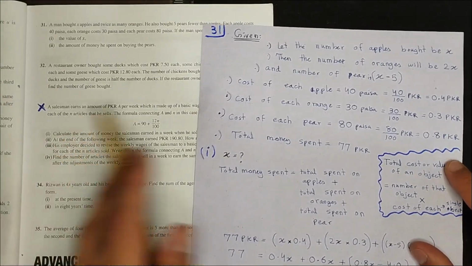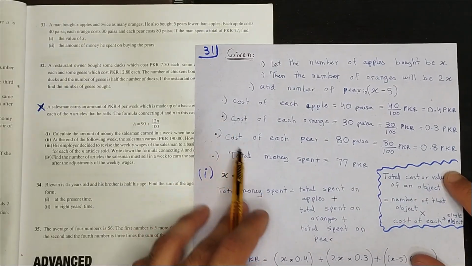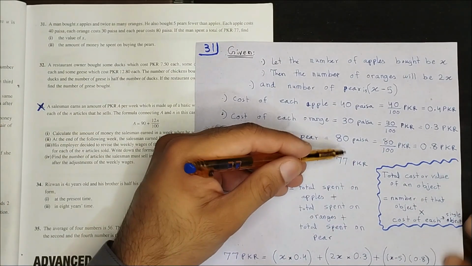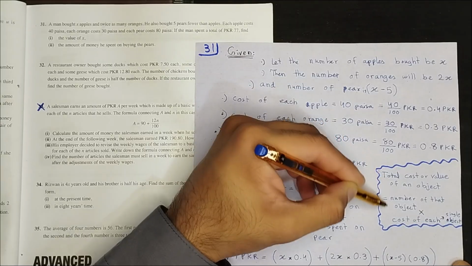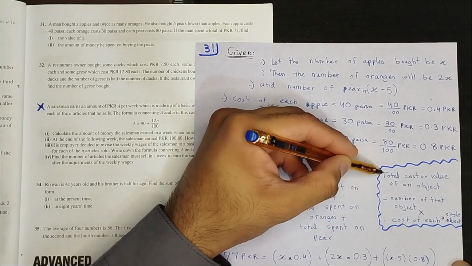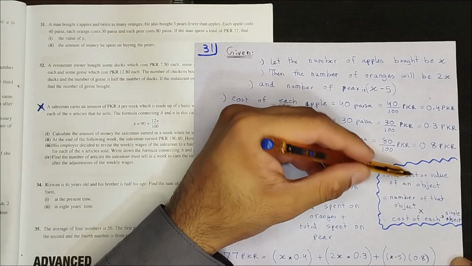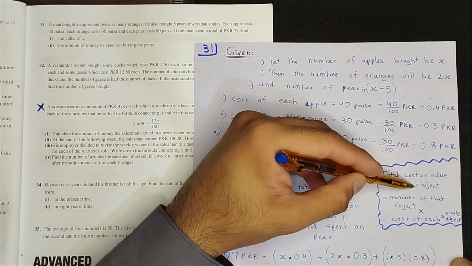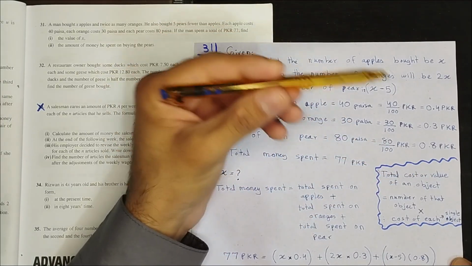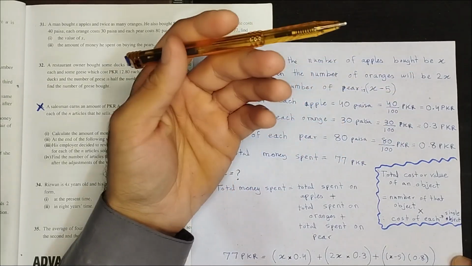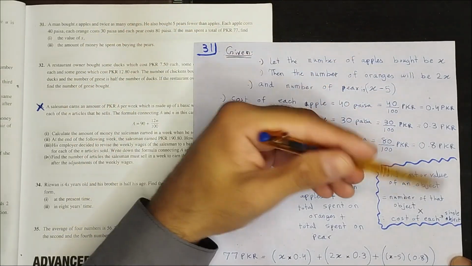All the pieces of information given to me in these questions, these were it. That's it. Now before solving this question, focus on what I wrote here. I wrote total cost or the value of an object. If we're going to talk about the total cost of an object, or the total value of an object, what are we going to do?